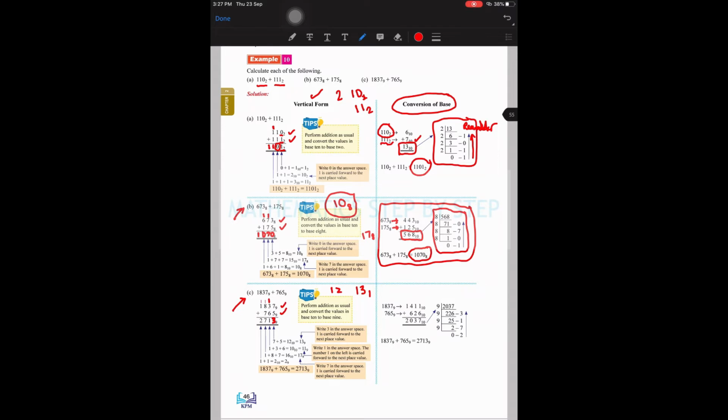Then 6 plus 3 plus 1 gives us 10. So 10, we know in base 9 we can write it as 11 base 9, okay? So that's why there's a 1 here, there's a 1 here. 8 plus 7 plus 1 gives us 16. 16 in base 9 is 17 base 9, okay? So that's why 7 here, 1 here. So 1 plus 1 gives us 2, okay? 2713 base 9. If you prefer this conversion of base method, you can do so, okay?